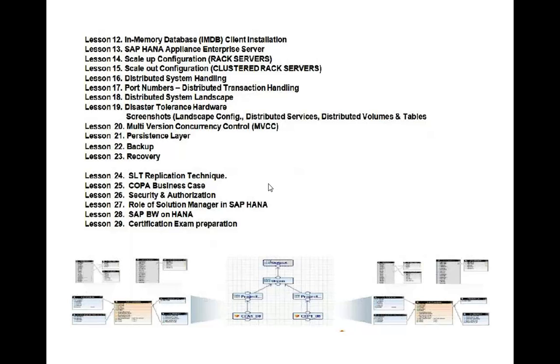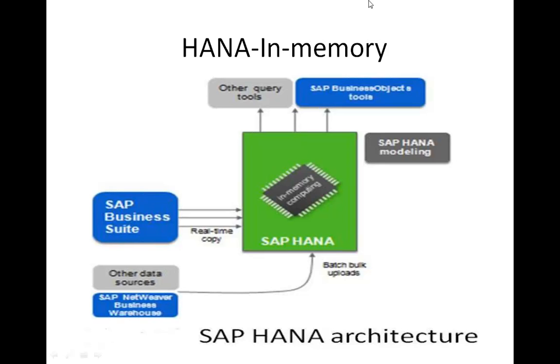Okay, this is a little picture of where HANA is placed. The SAP HANA is the in-memory database that you use, which is placed between your extractors, which are nothing but your replication engines for bringing in data from different SAP or non-SAP systems. On the other side, you have your reporting tools or clients over the SAP HANA database.